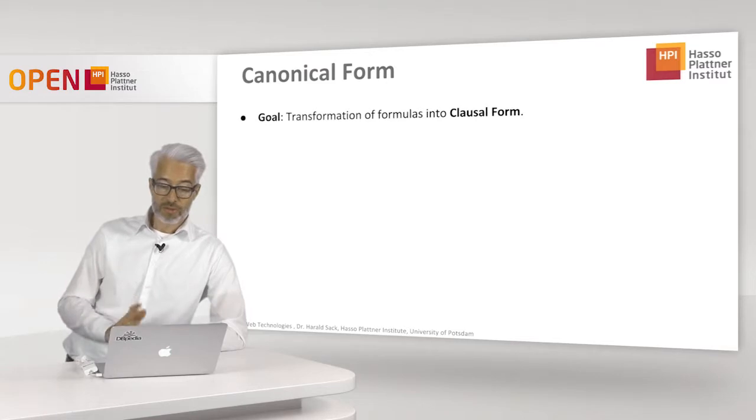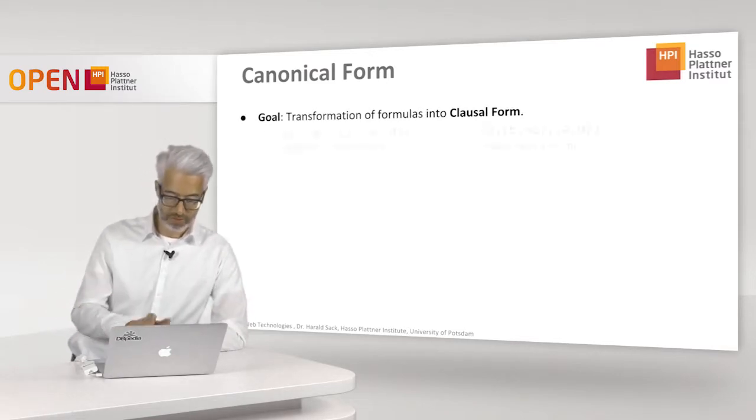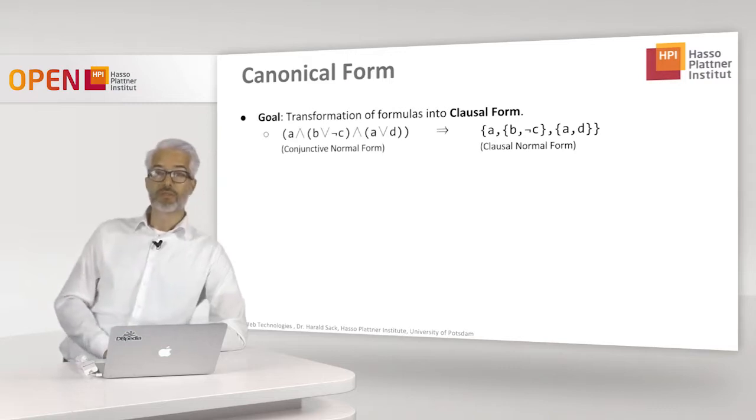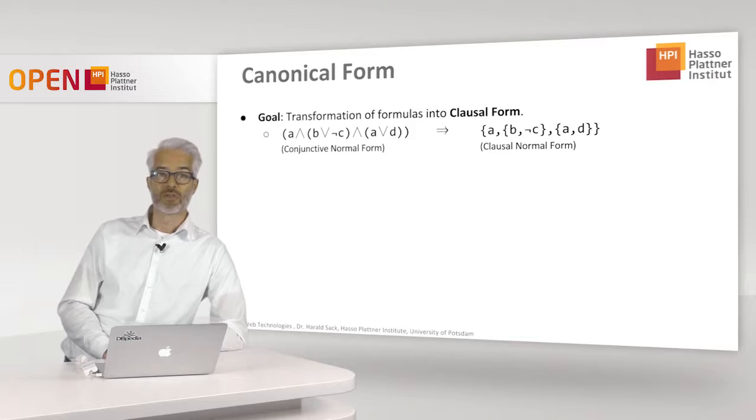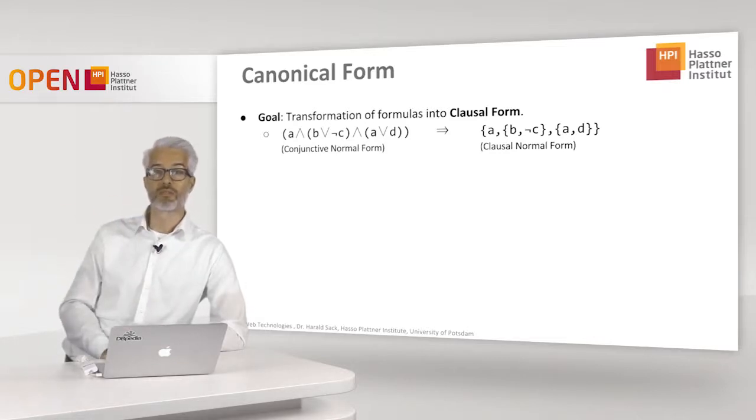So the goal here is to transform the formulas into so-called clausal forms. What's a clausal form? A clausal form is the same as a conjunctive normal form. And a conjunctive normal form is nothing else than a conjunction of disjunctions. You see this here, a conjunction of disjunctions in the braces.